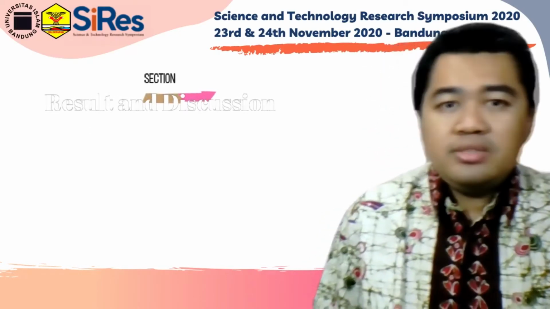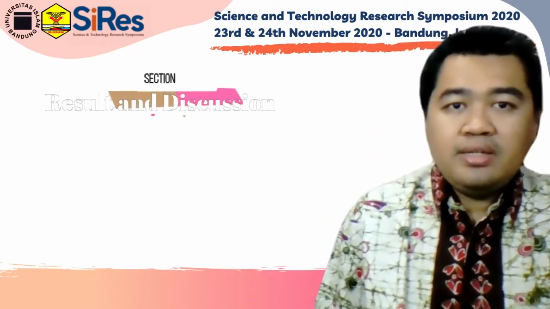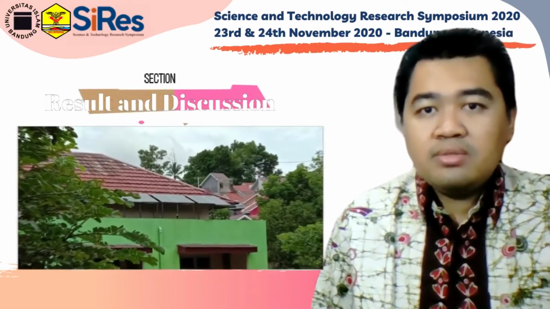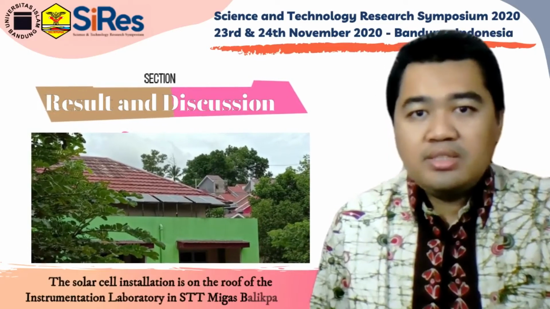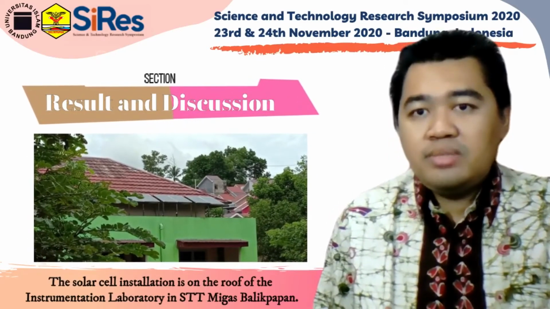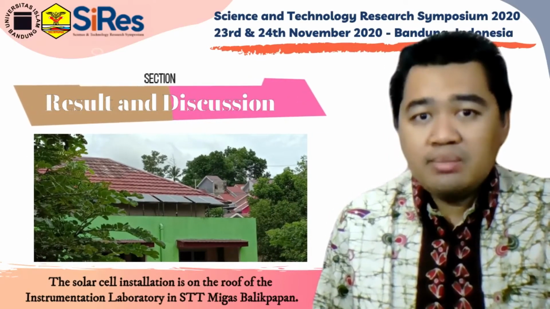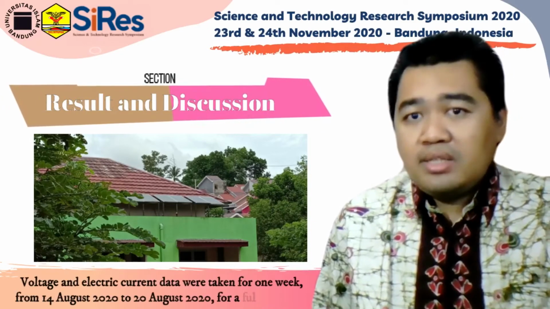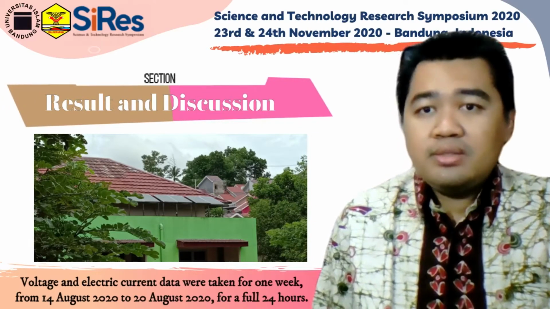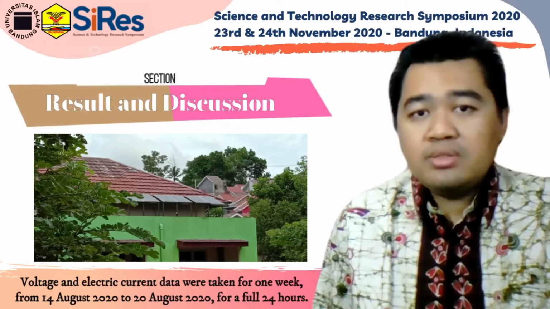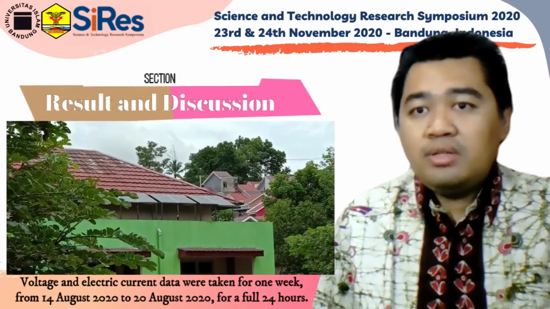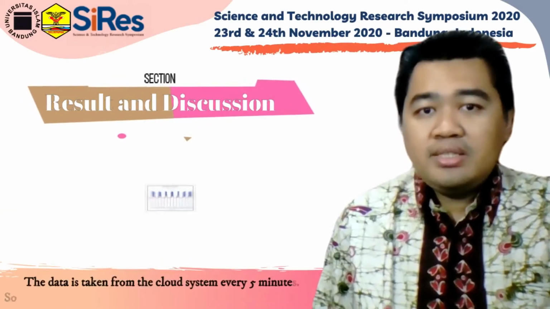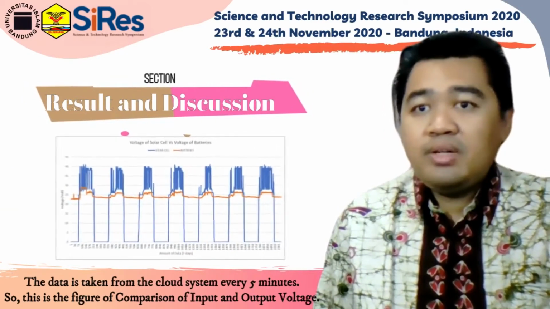So we go to the result and discussion. This is a figure of the realization of the solar power plant. The solar cell installation is on the roof of the instrumentation laboratory at STT Migas Balikpapan. Voltage and electric current data were taken for 1 week, from 14 August 2020 to 20 August 2020, for a full 24 hours. The data is taken from the cloud system every 5 minutes.